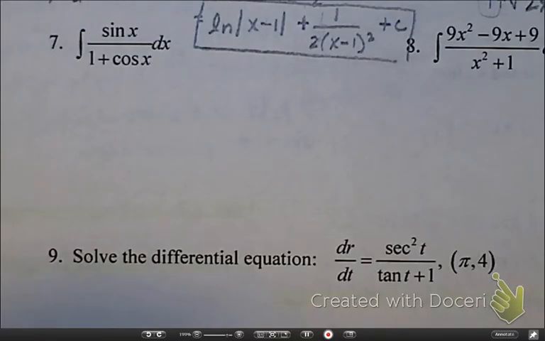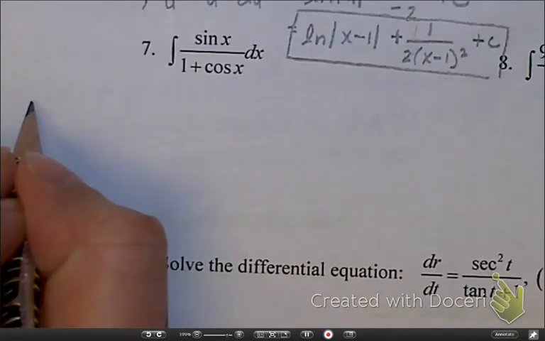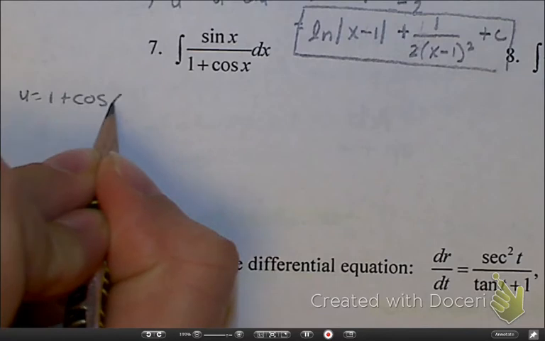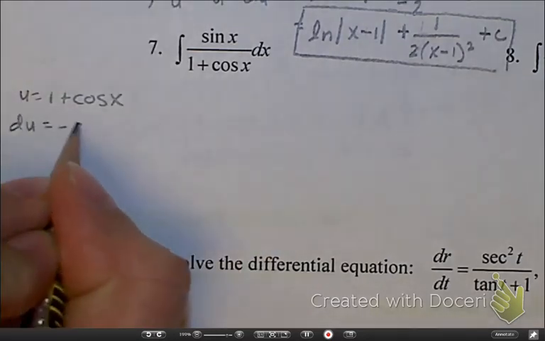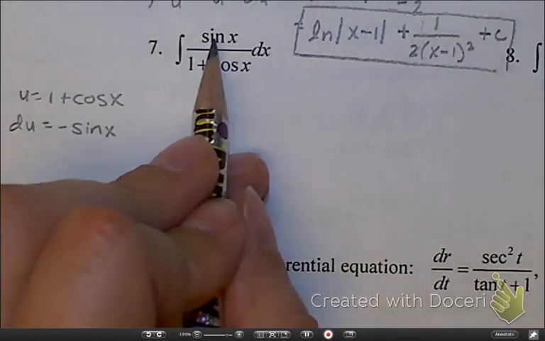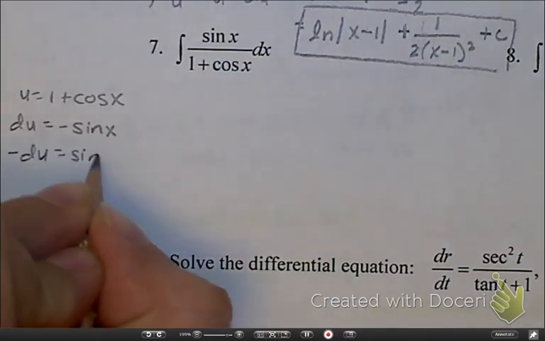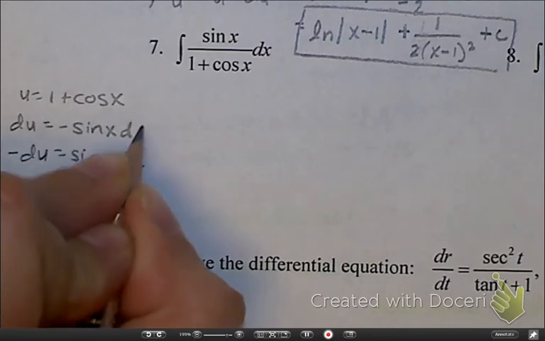All right, on this one, let's make u equal, here, I'll write it over here, so we are running out of room. We'll make u equal to 1 plus cosine of x, and therefore du is equal to negative sine of x. I see a sine of x there, I don't see a negative though, so I'm going to move the negative over to the other side. So negative du equals sine of x dx.